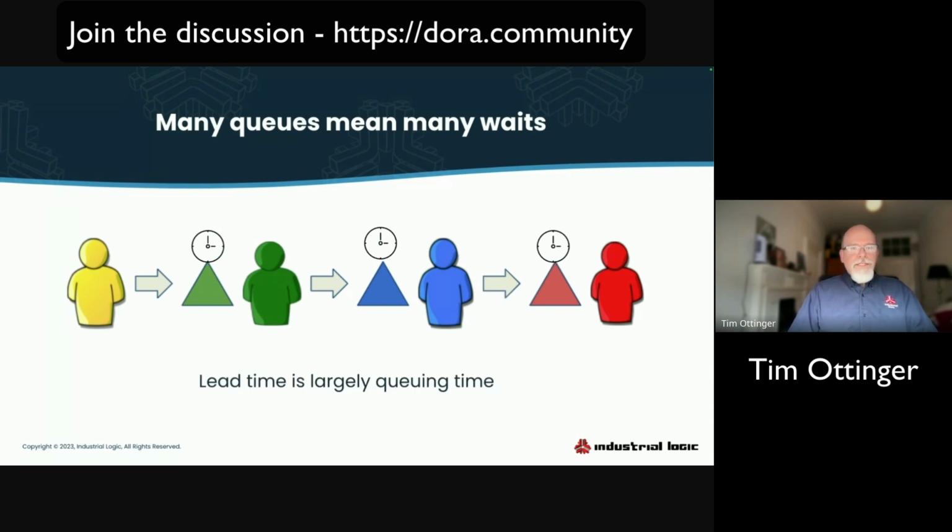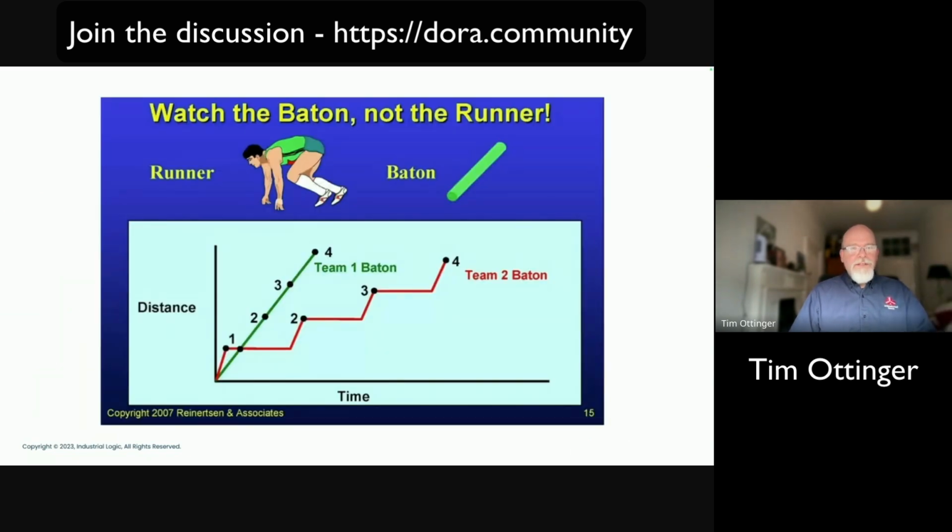Lead time is largely queuing time. We tend to find most work spends 95% of its life waiting for a human being. Now, Don Reinertson, who did the Lean Startup, he gave us a great video, or a visualization of this. He has these two teams, the red team and the green team. And as you see, the green team has very quick handoffs and they win by a considerable margin. But I also want you to notice that every single runner on the red team is faster than any of the runners on the green team. Well, why are they so far behind? Because for some period of time, the baton is not moving.